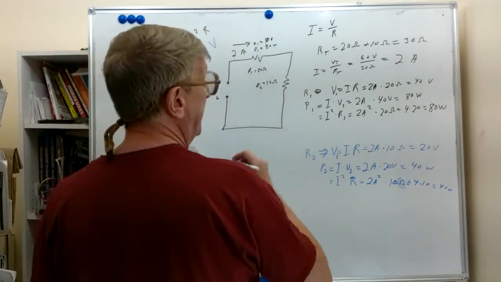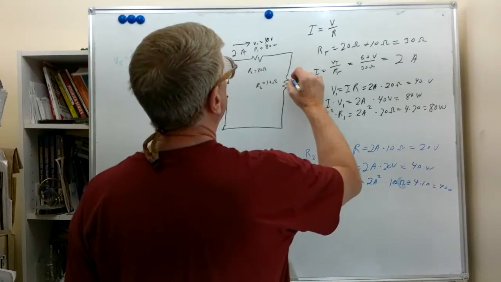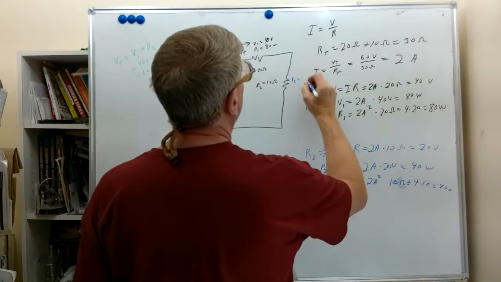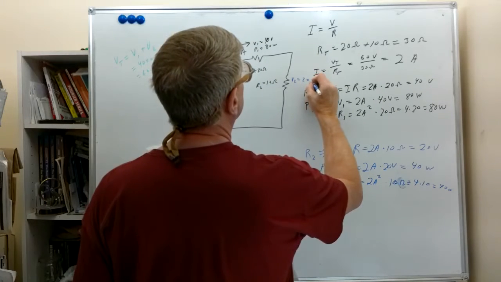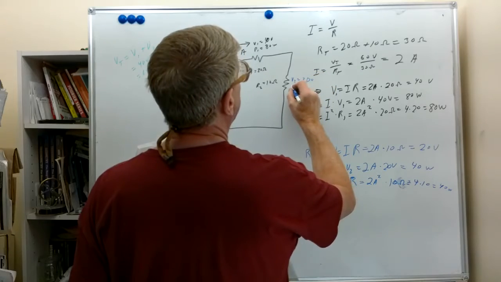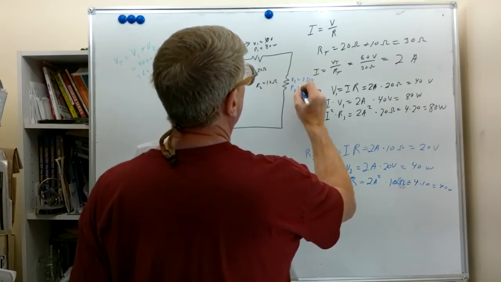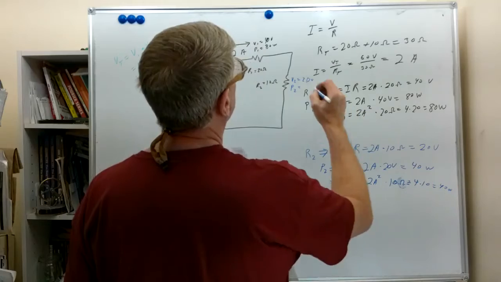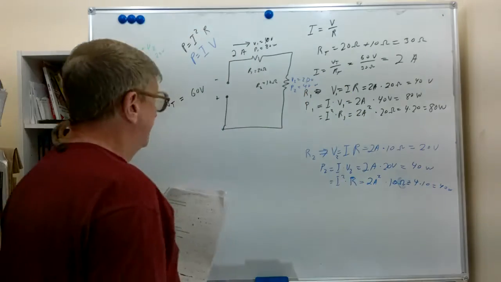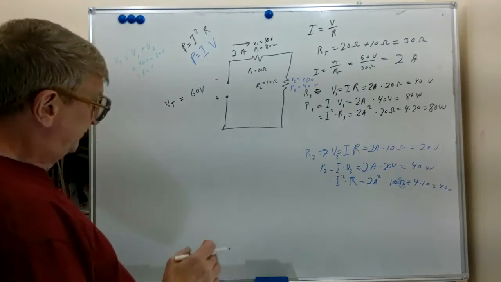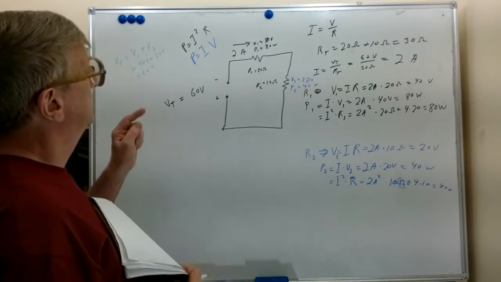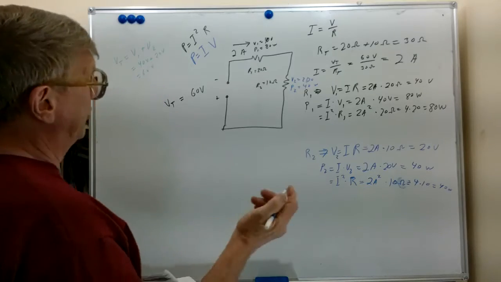So let's write this down here. We have V2, which we calculated here to be 20 volts. And we have power 2, which we calculated using 2 different methods to be 40 watts. And just for completeness, let's calculate our power supplied by the power supply.